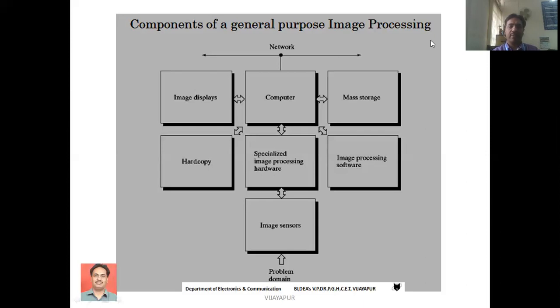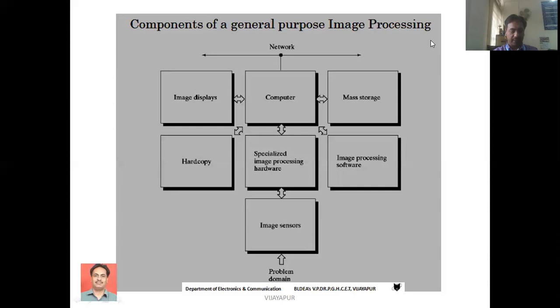Then after that, we have a computer. The computer is mainly used to process the image offline. Offline processing of the image means processing the image after it is captured. Here the computer may be a simple PC, or even a supercomputer. Any type of computer can be used depending on the application of image processing.